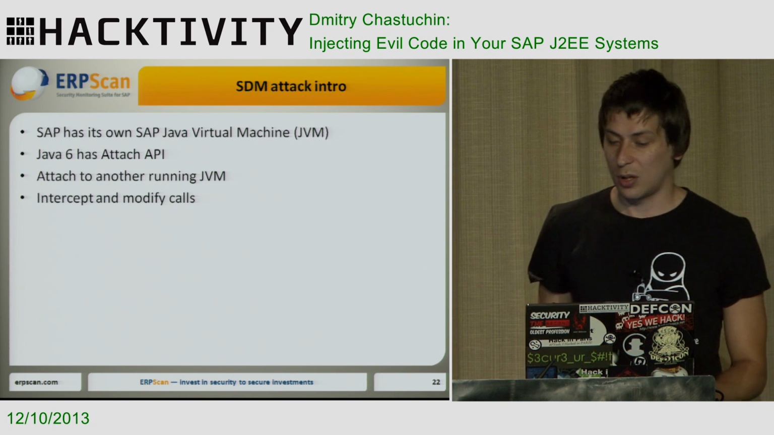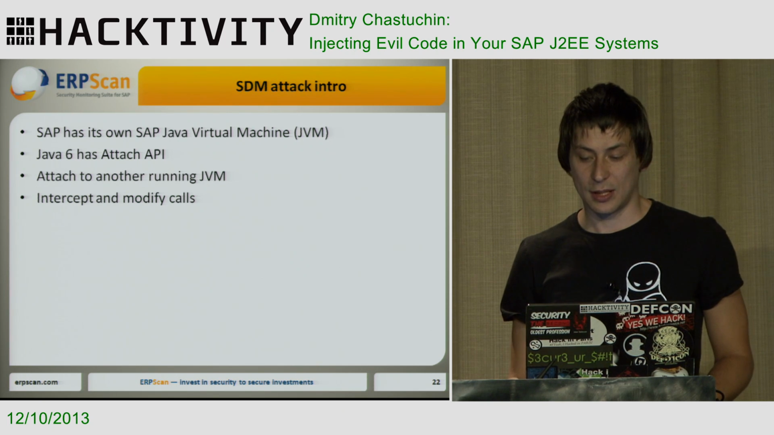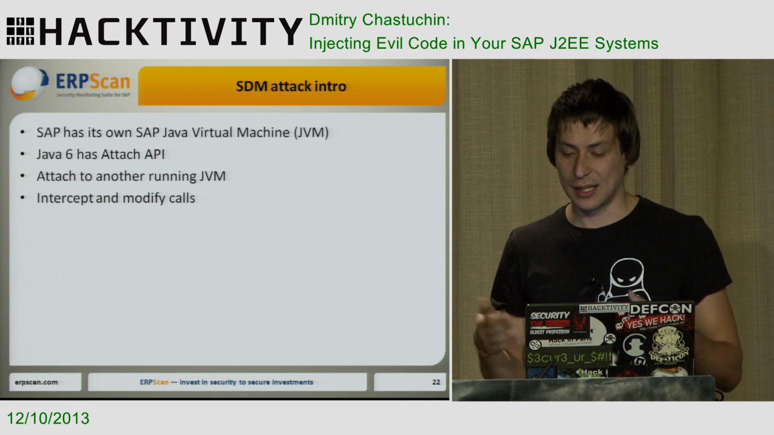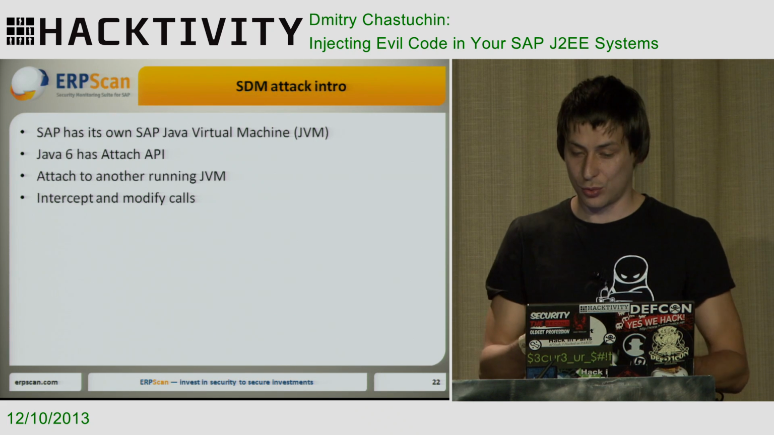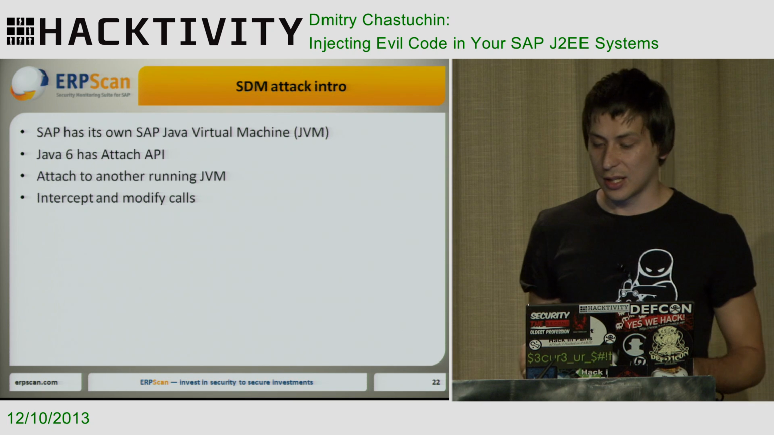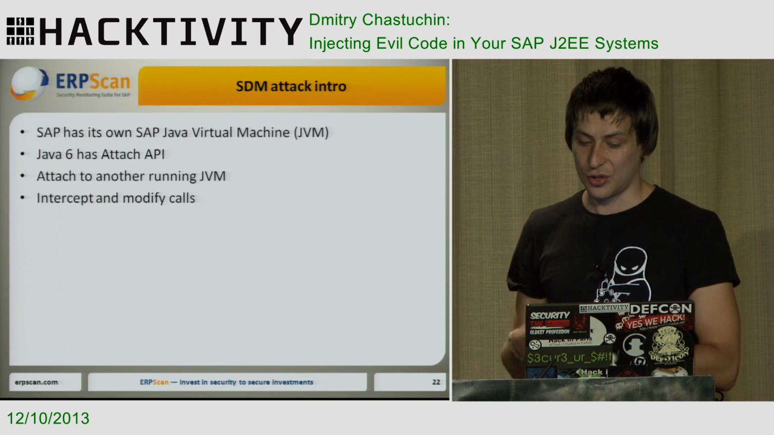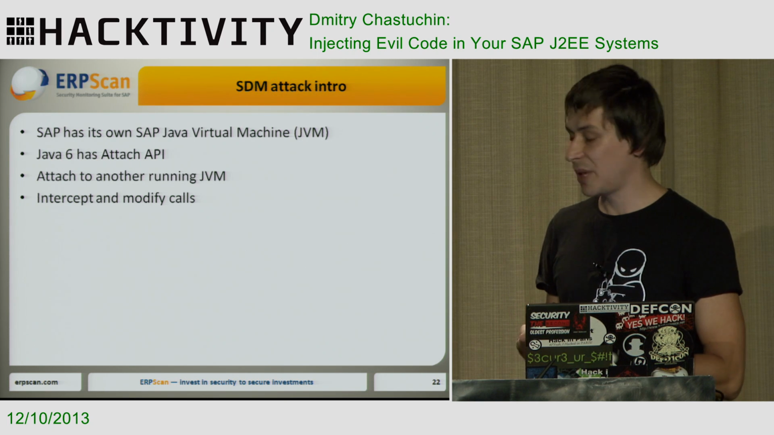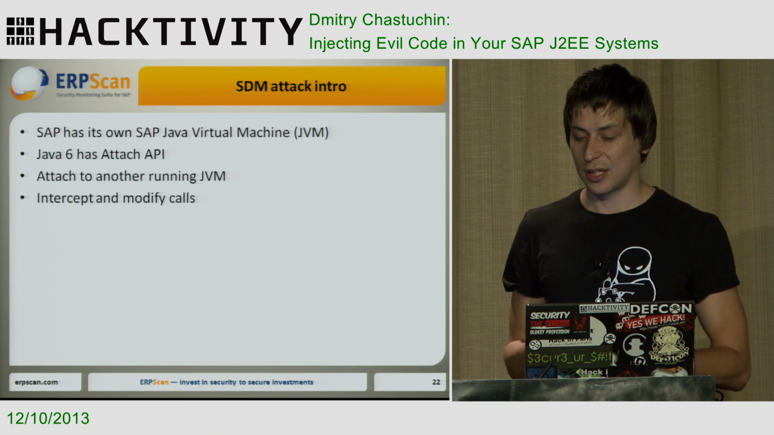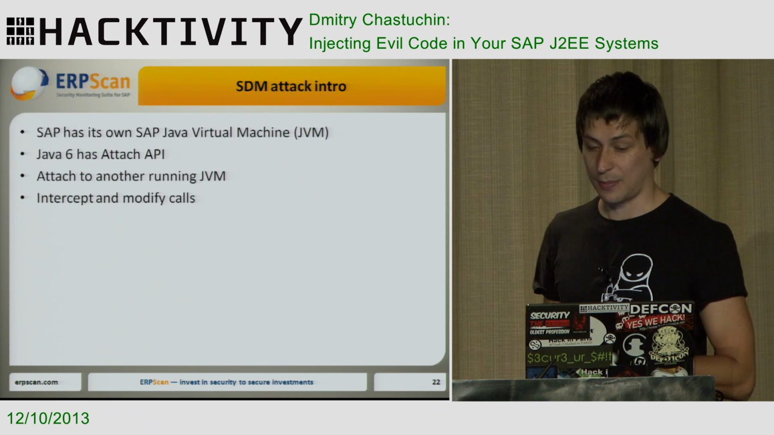Java has always been used as an enterprise application platform. Since SAP supports Java 2, and as I said, has its own Java application server that includes SAP's own Java virtual machine. And Java 6 contains the attach API, a feature that allows seamless inter-process modification of a running JVM.